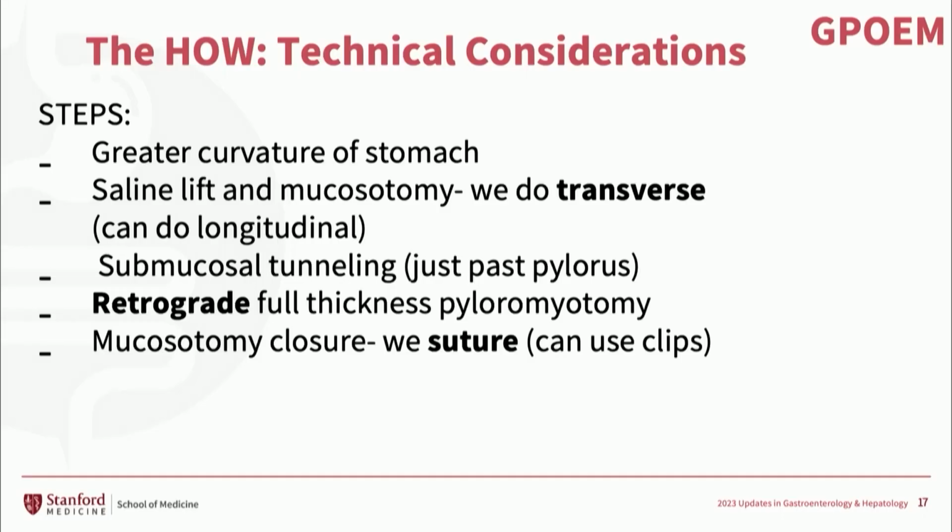And then make sure that you're just past the pylorus, complete that retrograde full thickness pyloromyotomy, and then that mucosotomy closure. We suture to make sure that's air and liquid tight, but you will see broad use of the clips, and that's going to be more technically feasible with a longitudinal myotomy, more technically difficult with the transverse.